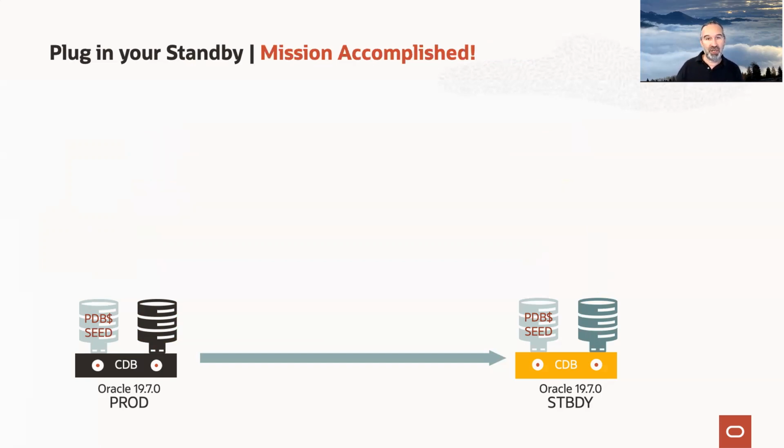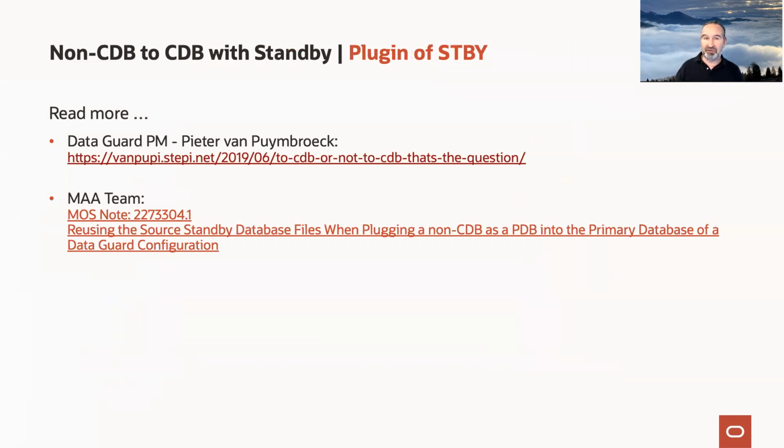Mission accomplished. And in the slides, you find, first of all, a very good blog post from my dear friend, Pieter van Puymbroeck. He's the Data Guard product manager at Oracle. When I tackled him here and asked him for help, he set this up over the weekend and wrote an excellent blog post to showcase how it works. And this MAA note here has also the script to generate the ASM alias list and describes the entire process step by step as well for you.